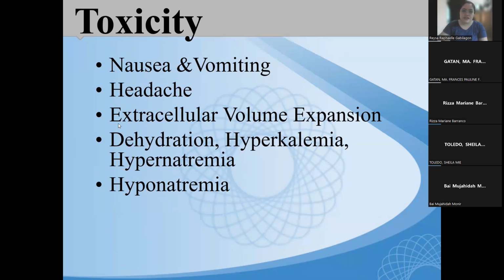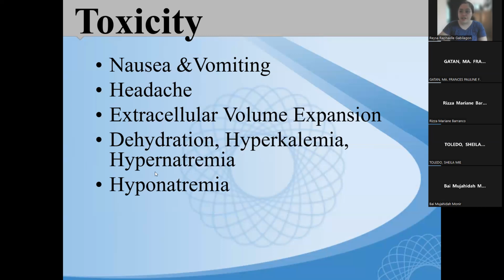Now, toxicity: extracellular volume expansion. What does that mean? Extracellular means outside of the cell. Because there will be osmosis, there is movement of water. The water inside the cell will move out. So again, it moves out, and that is why there is extracellular volume expansion.